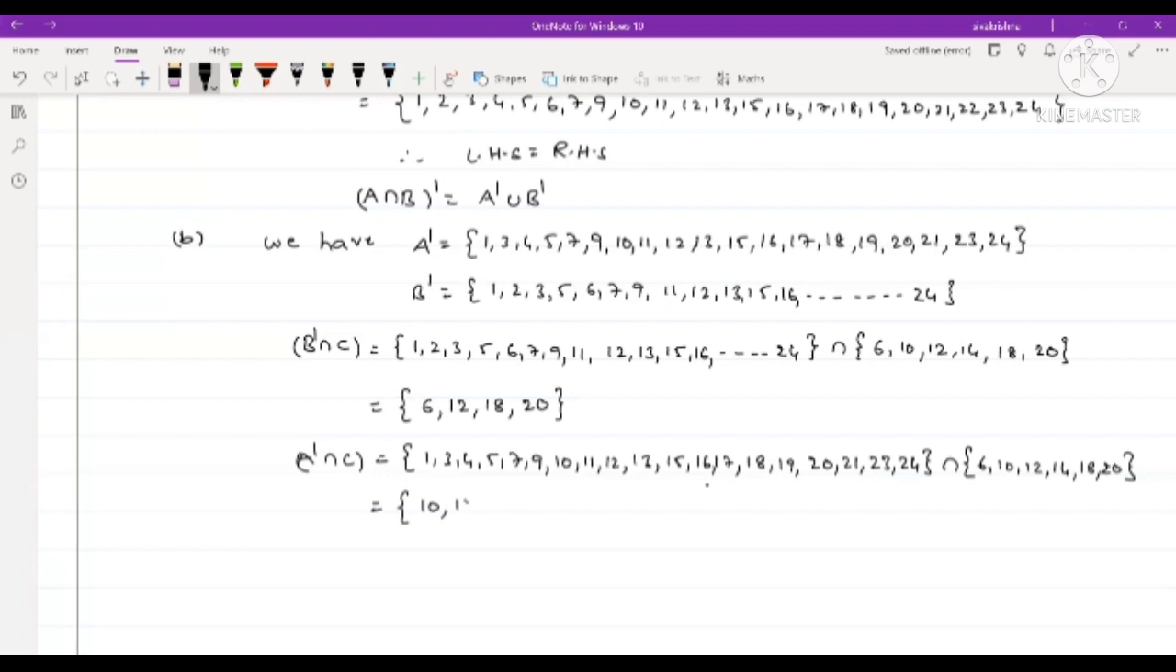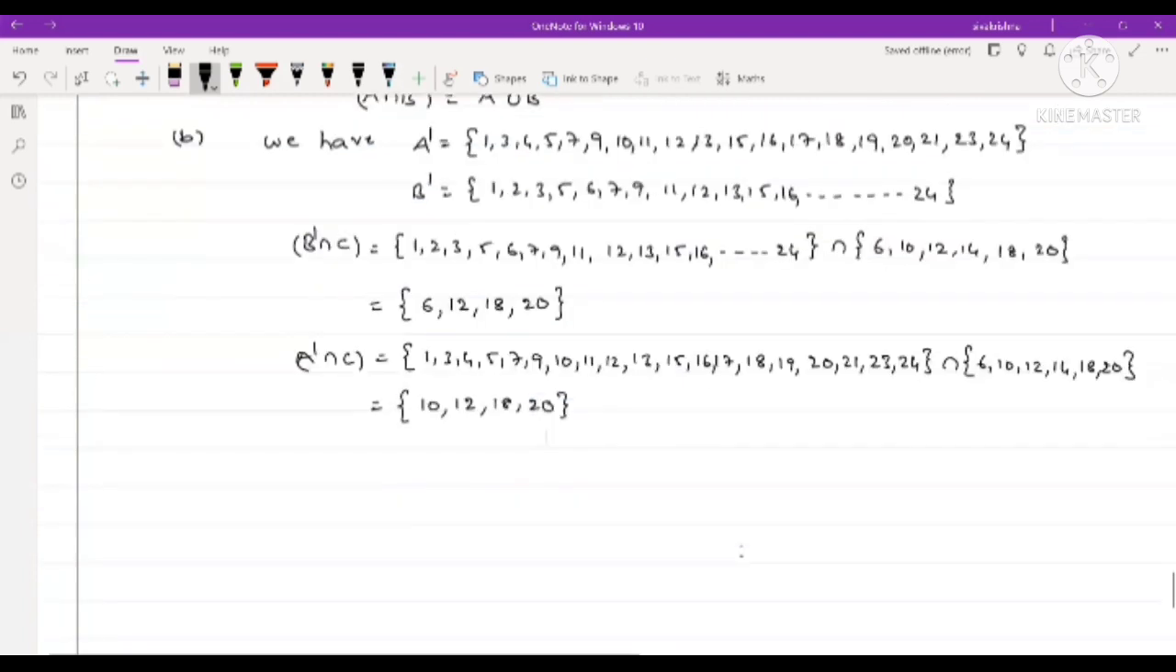We are also having 12 in common, so we have to write 12. We are not having 14 in common. After that we are having 18 in common, so we write 18. After that we are having 20 in common, so we write 20. So this is the set A dash intersection C. After finding A dash intersection C, now we have to find the LHS of the bit.